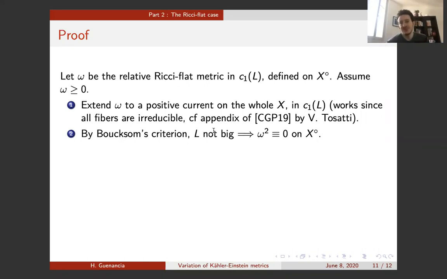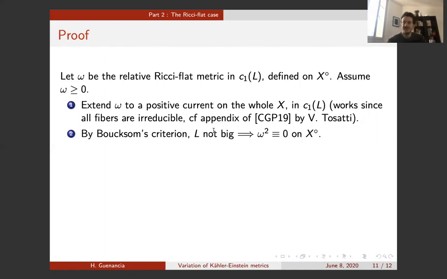And so by Boucksom's criterion, if omega were to be strictly positive somewhere, at just one point in X naught, if that were true, then by the singular holomorphic Morse inequalities, I would be able to construct a lot of sections for L, way too many than are allowed since L is not big. So long story short, omega, which I assume from the very start by contradiction is semi-positive, can't be strictly positive anywhere on X naught. And another way to phrase that is that the square of omega is identically 0.